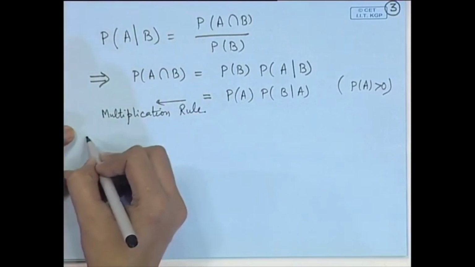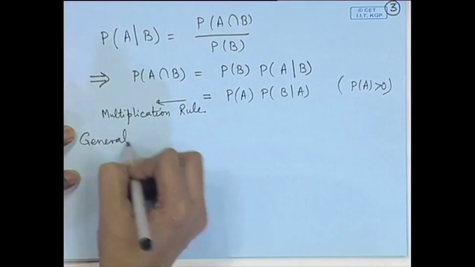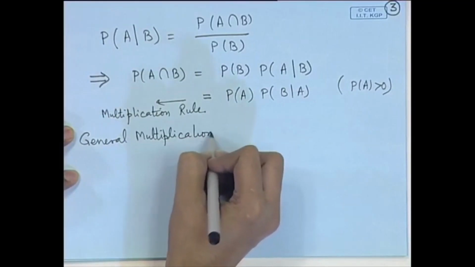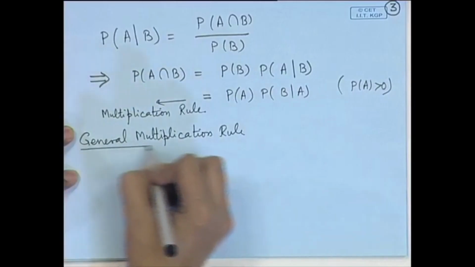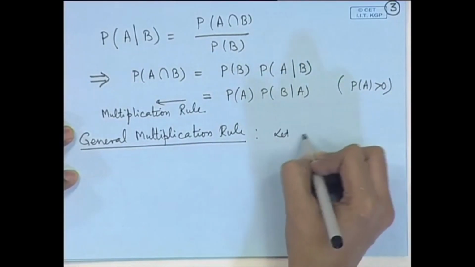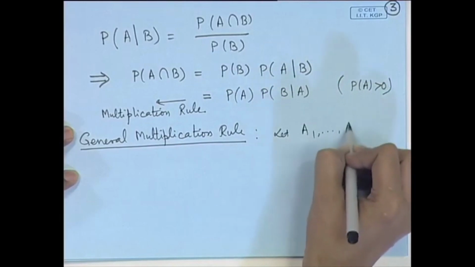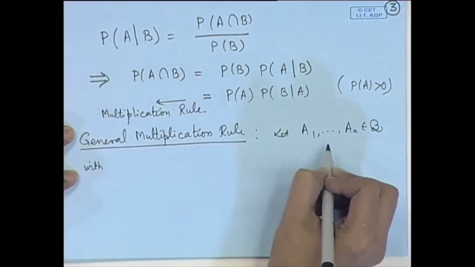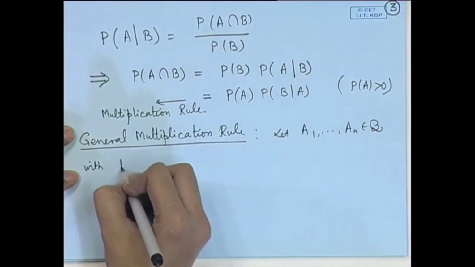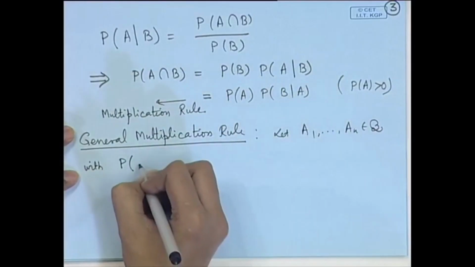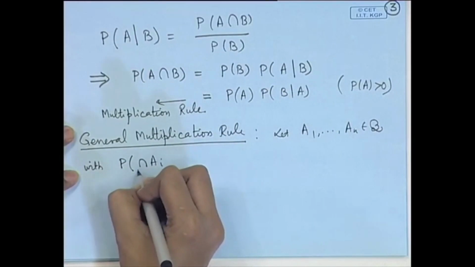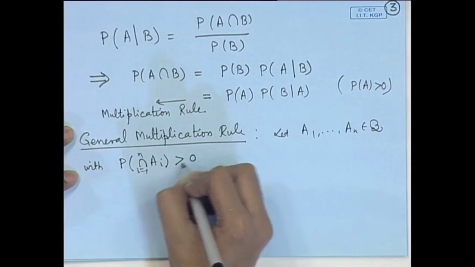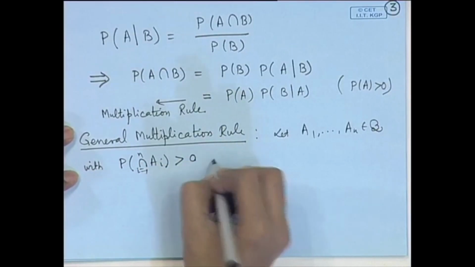So, the general multiplication rule is: let us consider events A1, A2, ..., An. Now, in order to define the conditional probabilities, the probabilities must be positive. So, we can take the smallest event which may occur in the definition, and we can consider the probability of that to be positive.